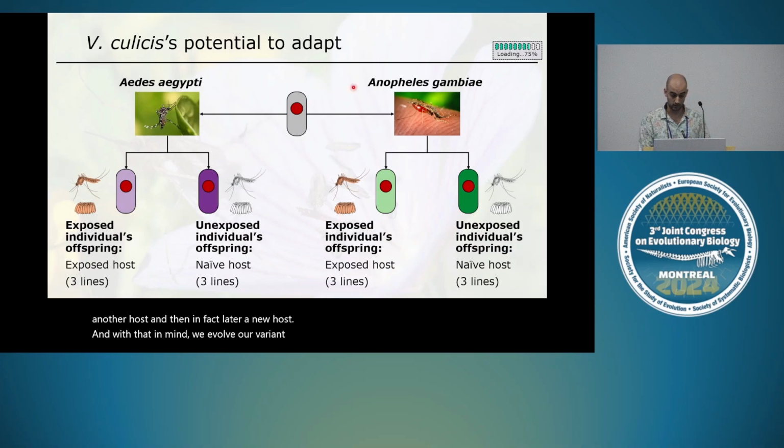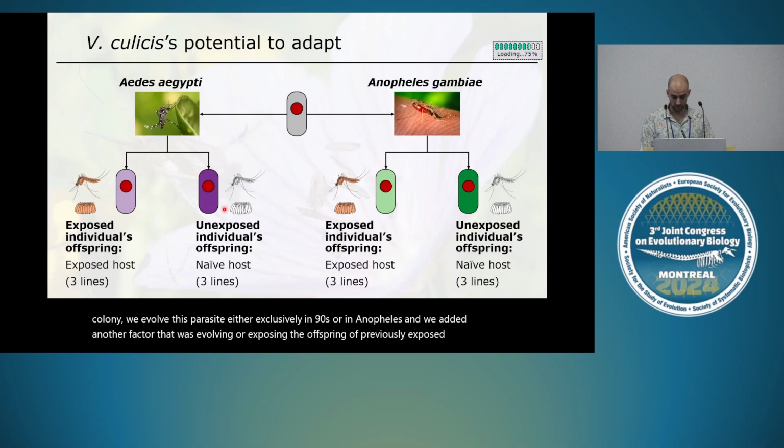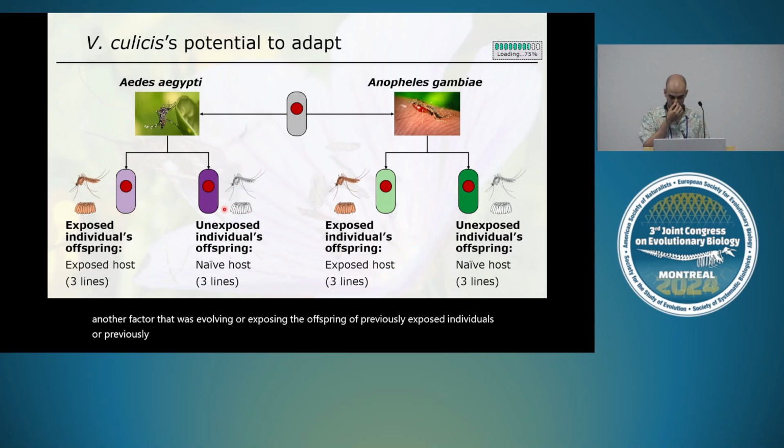And with that in mind, we evolved our Vavraria. So starting with our Vavraria colony, we evolved this parasite either exclusively in Aedes or in Anopheles, and we added another factor: exposing the offspring of previously exposed individuals or previously unexposed individuals, and that's what we called exposed and naive hosts.